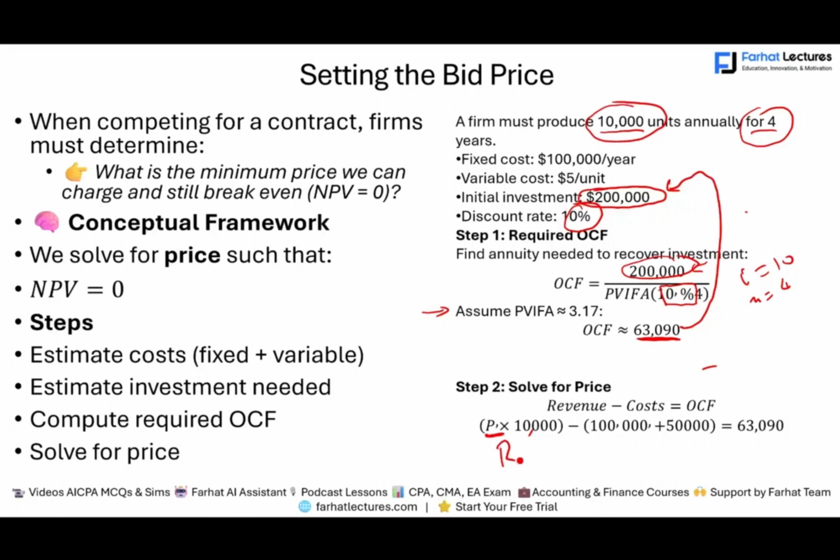So this is my revenue. I really don't know my revenue, because if I know my revenue, it's easy. I'm trying to set my price, because price times the 10,000 units will be my total revenue, minus my cost. What's my cost?